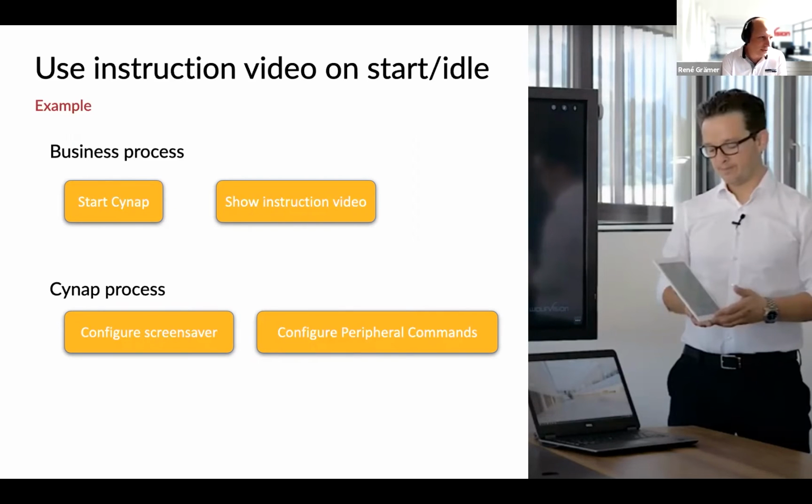So the business process: let's start the Cynap, and as soon as the Cynap starts, we want to show an instruction video. Thinking in terms of the Cynap, that means we have to configure a screensaver, and then we have to configure the peripheral commands. Peripheral commands are available as an extension to the toolbar, where I can place one of 4 buttons, or as an event on standby or on startup.